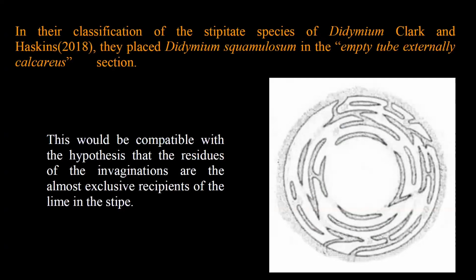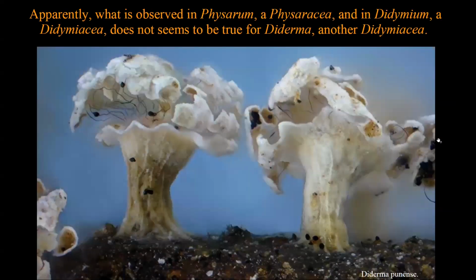In their classification of the stipitate species of Didymium, Clark and Hosking placed Didymium squamulosum in the empty tube, externally calcareous section. This would be compatible with the hypothesis that the residues of the invagination are the almost exclusive recipients of the lime in this type. Apparently, what is observed in Physarum and Physaraceae and in Didymium and Didymiaceae does not seem to be true for Diderma and other Didymiaceae.